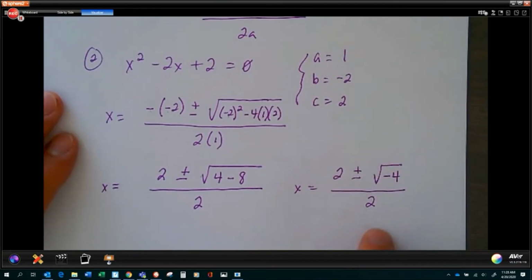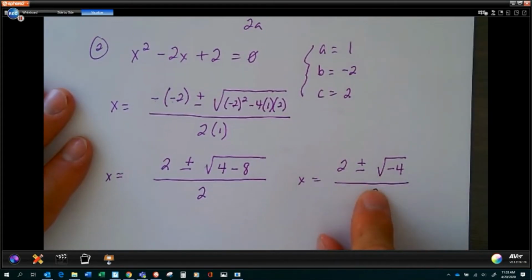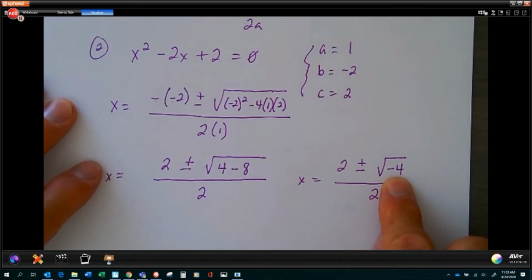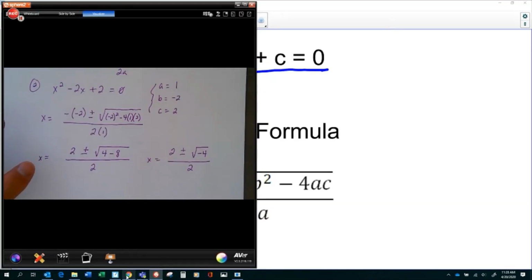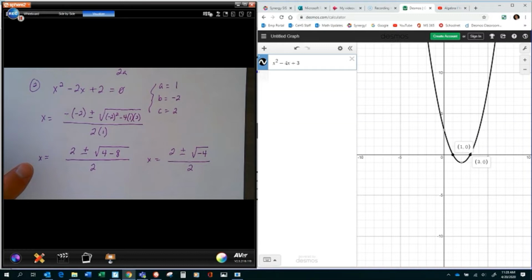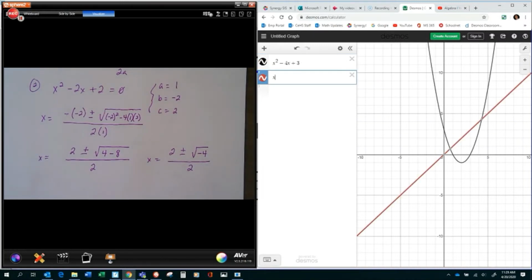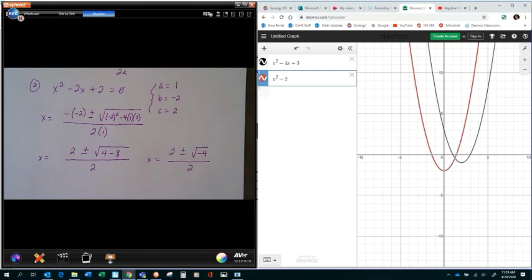Now at this point in Algebra 1, we can understand this has no real solutions because you cannot have a square root of a negative number without going to an imaginary number. And I want to show you what it looks like on Desmos. So let's go ahead and get Desmos back up here and type this one in. X squared minus 2x plus 2. If you see this parabola, this red parabola, never touches the x-axis. So this has no real solutions.